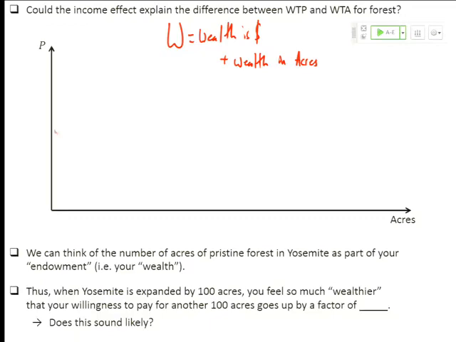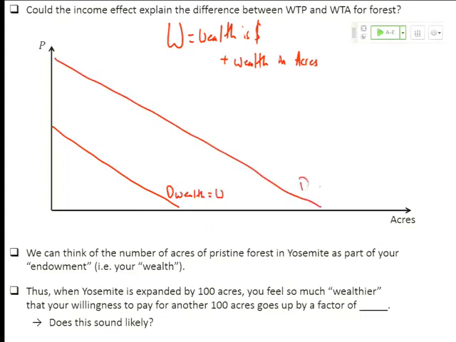So what the defenders of the standard model do is they come along and say, look, here's the demand curve. The first thing you asked was people's demand for wilderness forest when their wealth is equal to W. And all you've done with your second question is say, okay, if I increase your wealth to W plus 100 acres, well, of course your demand for acres of wilderness is going to go up. I've increased your income. Your demand for all normal goods is going to go up. I've increased your wealth. This is not a challenge. Okay?